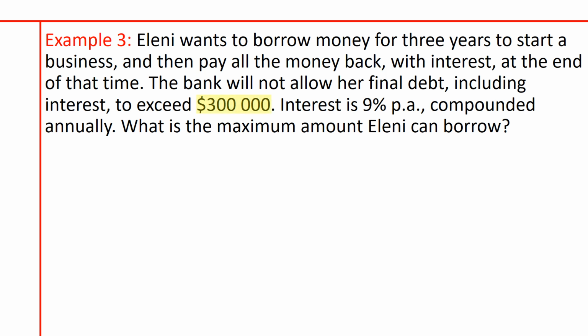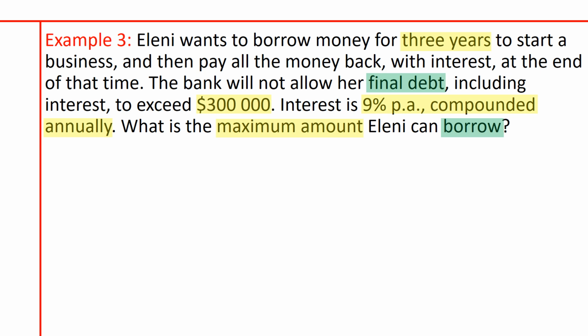Okay, so we know that we don't want the money to exceed 300,000. So 3 years is the term. We've got an interest rate of 9% and we know that it's compounded annually. And I wonder if you've picked up those other two keywords here. The maximum amount that Alini wants to borrow is what we're trying to find out. So what we want to find out in this problem is, what does she need to start out with? What is the original amount if the final debt cannot exceed 300,000?